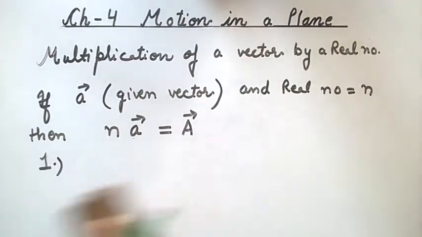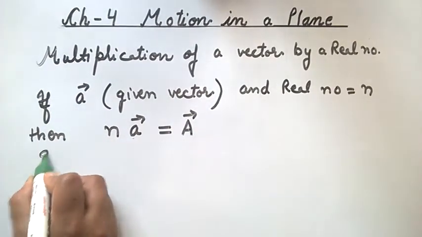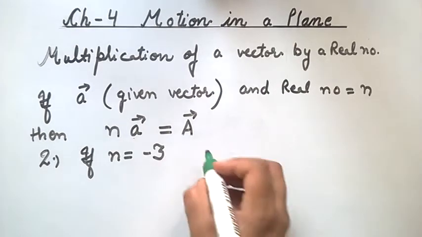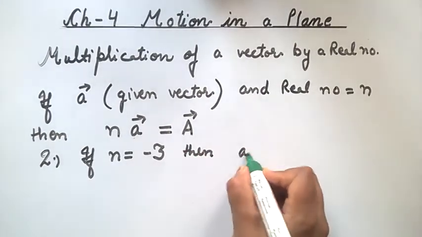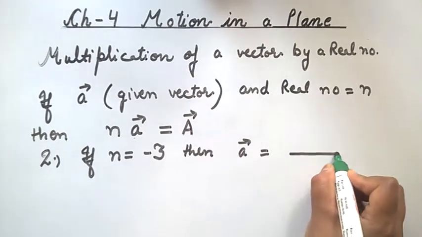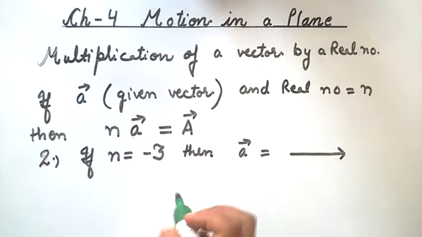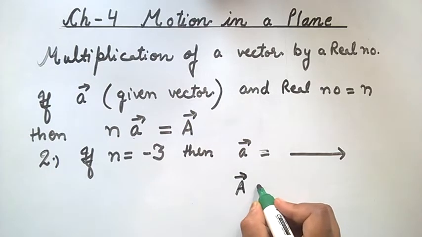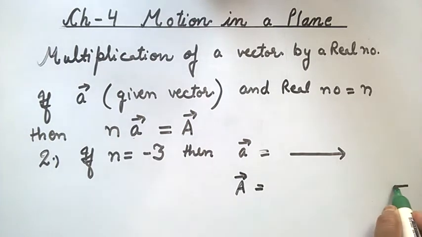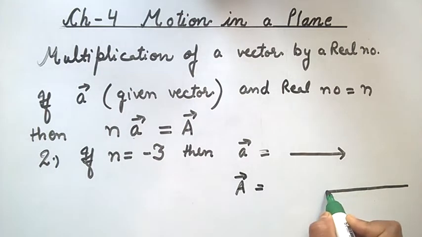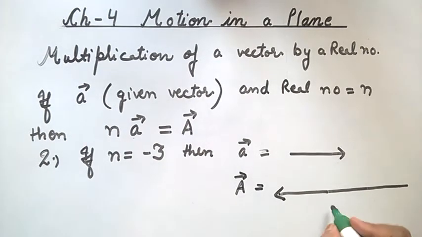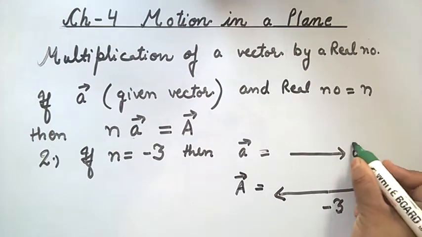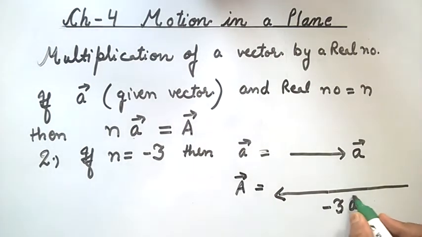Now if n is a negative number, then a vector can be drawn in a similar manner, and a vector is now equal to a magnitude equivalent to 3 times this vector and opposite in direction to the given vector.